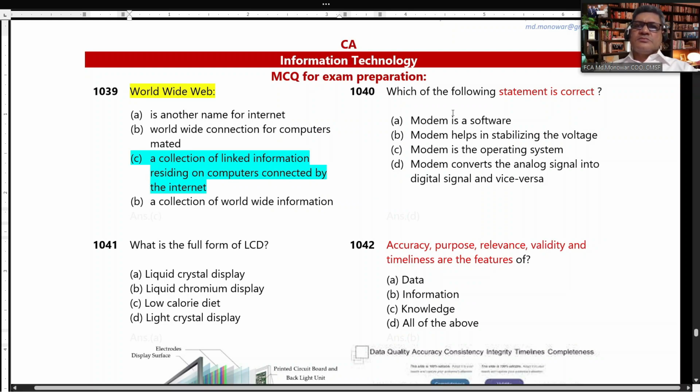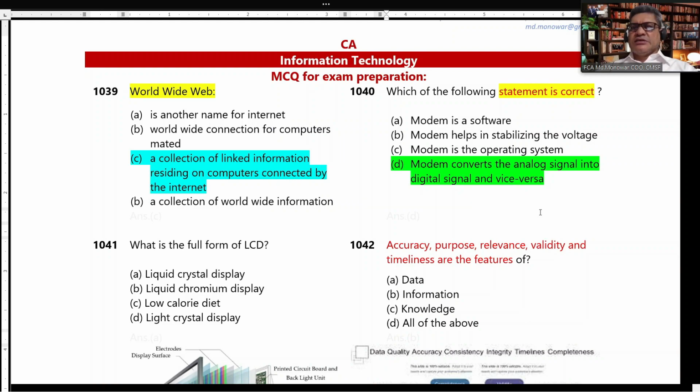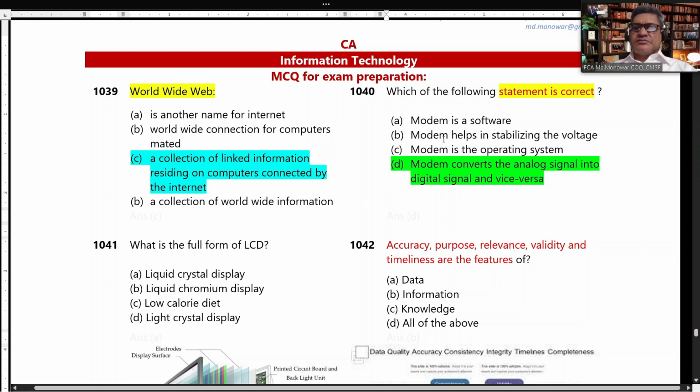Which of the following statements is correct? Here there are 4 statements, 1 statement is correct, and the others are partially correct. So the correct answer is: modem converts the analog signal into digital signals and vice versa. It is the fully correct answer. So within the 4 answers, D is correct. The other 3 are partially correct, but fully correct is D.